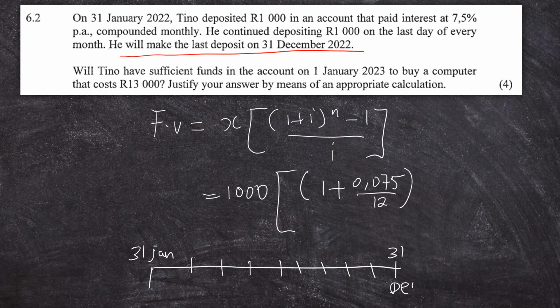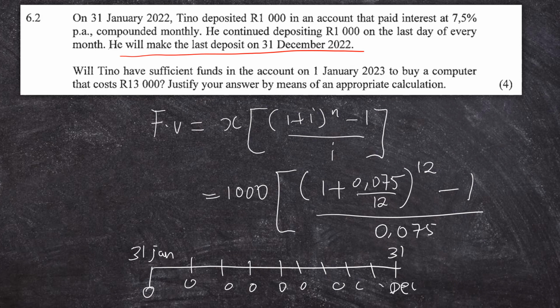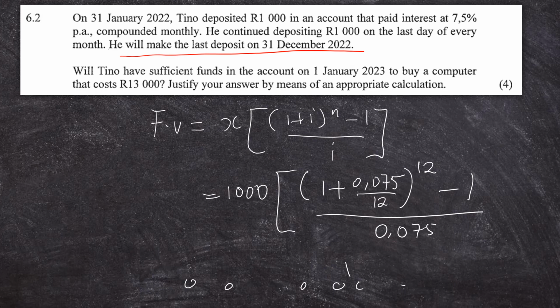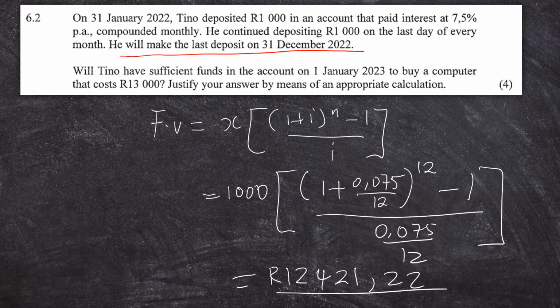Okay, so you can see that the number of payments that will be made, if you just put it on a timeline and count, it will be what? It will be 12 payments. Okay, so that is your n, minus 1, divided by 0.075, then divided by what? Divided by 12. Okay, so now we can calculate the future value of this amount, of this fixed deposit. When you just press your calculator, it's going to give us 12,421.22, and this is the future value.